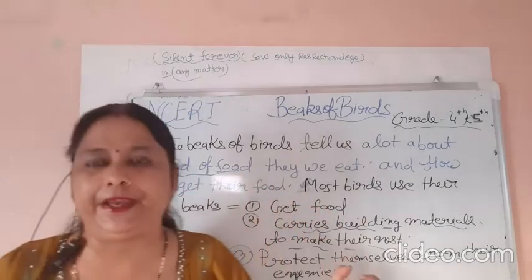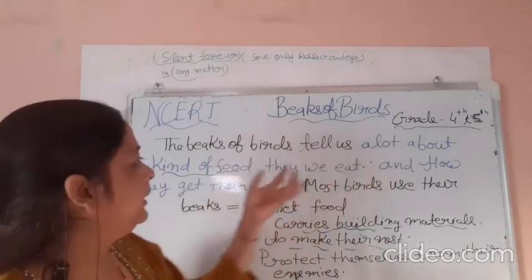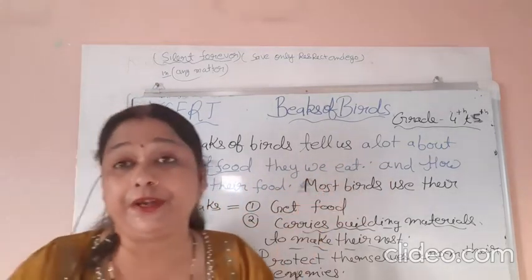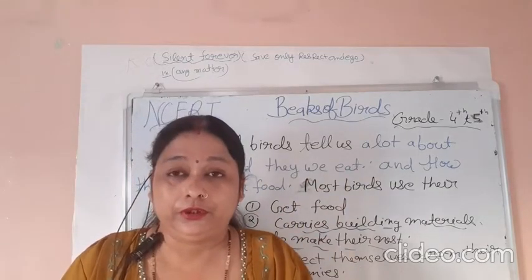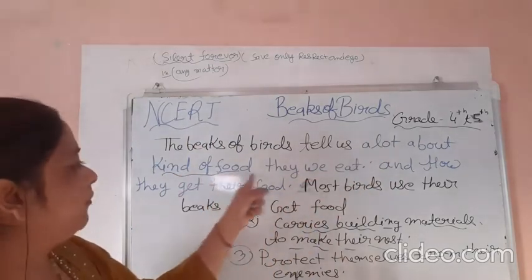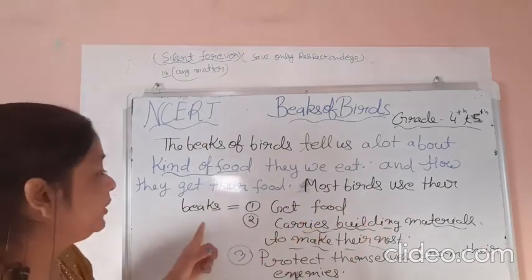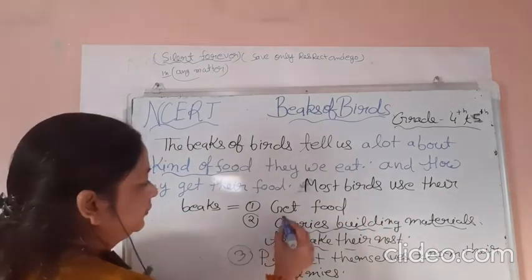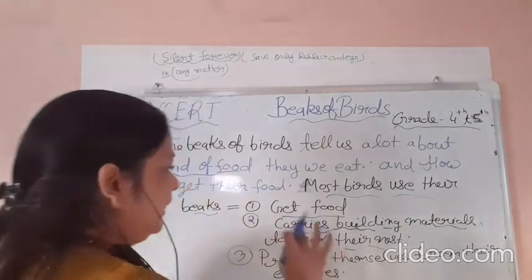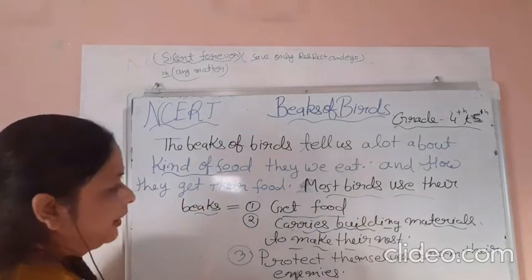So this is a very clear description. The beaks of birds tell us a lot about the kind of food they eat, because different birds have different food, and how they get their food. Most birds use their beaks first to get food, to carry building materials to make their nest, and to protect themselves from their enemies.